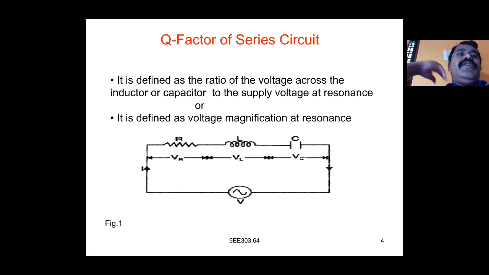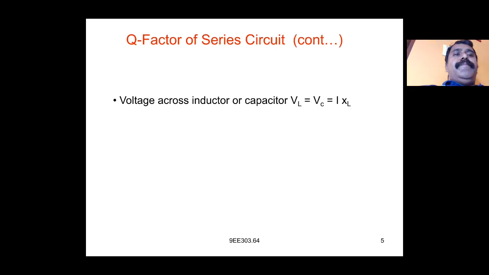Q factor in the case of series circuit is defined as the ratio of the voltage across the inductor or the capacitor to the supply voltage at resonance, or as the voltage magnification at resonance. The voltage in the series circuit is magnified, which is expressed as the Q factor of the series circuit.